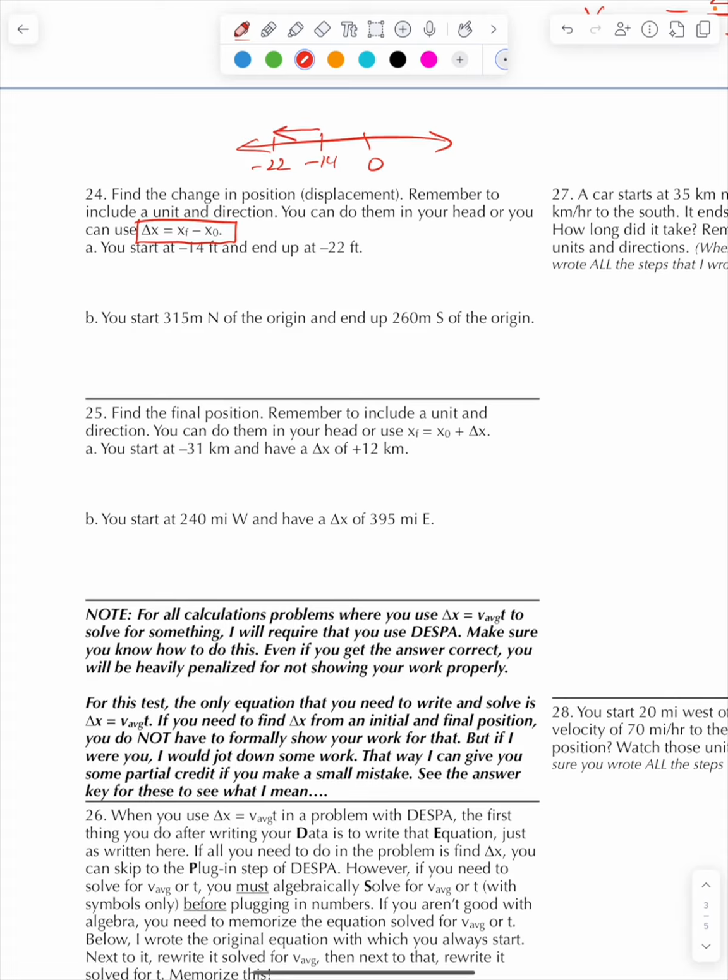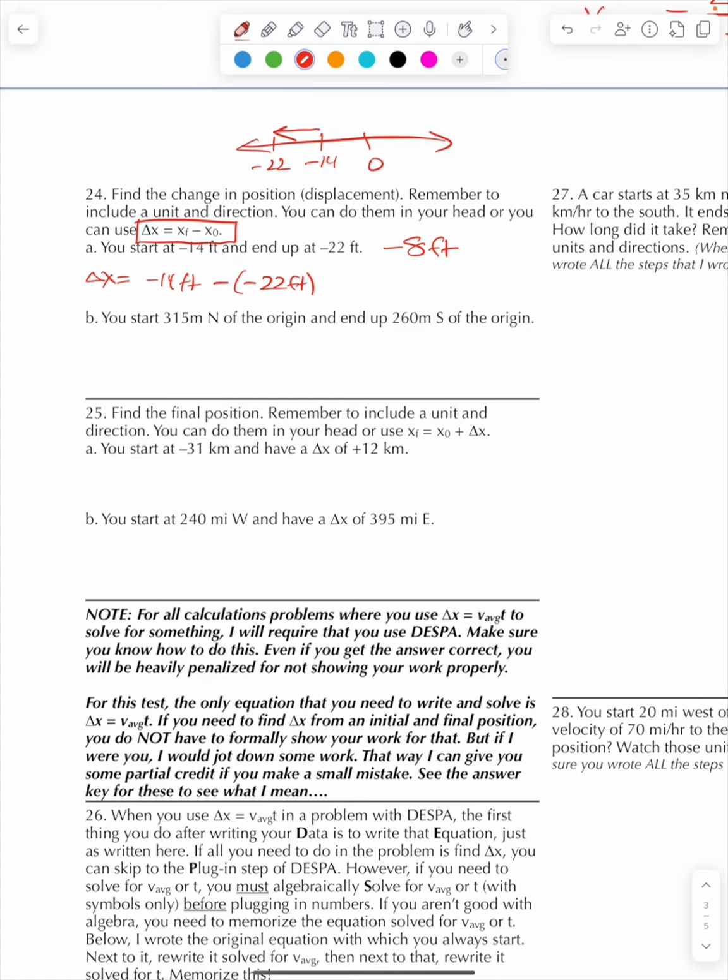What is your displacement? How far did you go and in which direction? Didn't we go negative 8 feet, or just in the negative direction? Yeah, so it's negative 8 feet. We started at negative 14, we ended at negative 22. Now, if you wanted to do that equation, you can say your displacement is your initial, which is negative 14 feet, minus your final, which is negative 22.